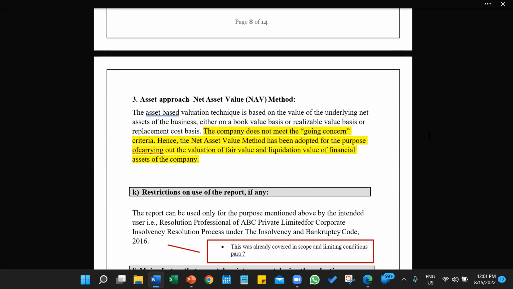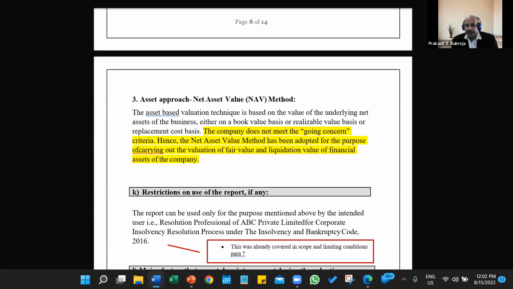Sir, I have a point here. So what is asset approach? Is it cost approach? Yes, because there are only three approaches: market, income, and cost. But we are using the word asset approach. Okay, so it's used synonymously.